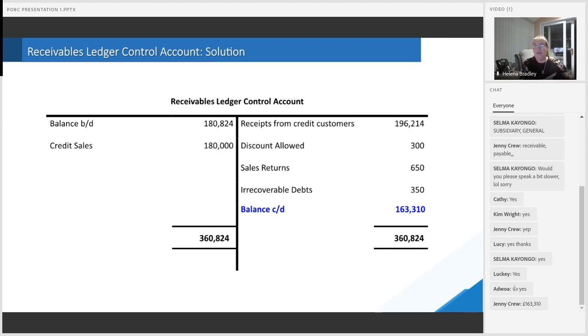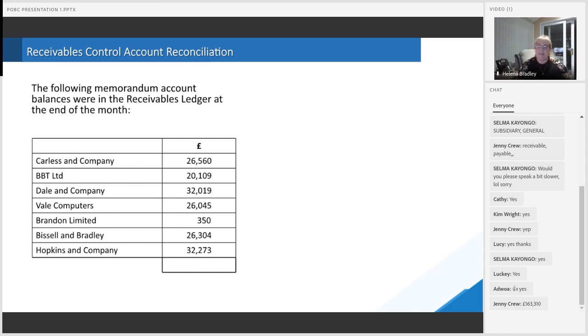So really what we've done there is we've pulled on our knowledge from our first unit. We knew that this was an asset account. We knew that it tells us the total value of what my credit customers, my receivables, owe me. But in this module, it's assessed in a slightly different way. So £163,310, just be mindful of that figure going forward. That's the balance in my general ledger on my control account.